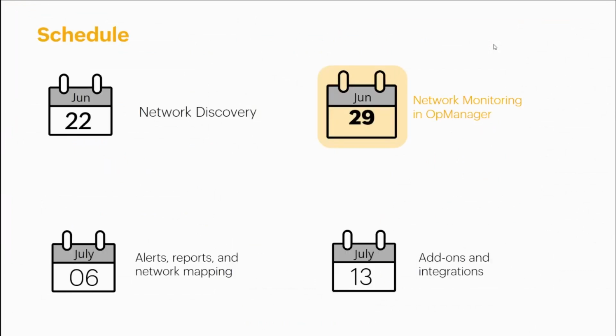Talking about today's schedule, today is the second of the four-part training series. Today we are going to be talking about how network monitoring is performed in OpManager. Last week on the 22nd of June, we discussed network discovery using OpManager, and in the following week, that is on the 6th of July, we'll be talking about alerts, reports, and network mapping. Finally, we'll be wrapping up this four-part training series on the 13th of July after discussing OpManager's powerful add-ons and its diverse integrations.